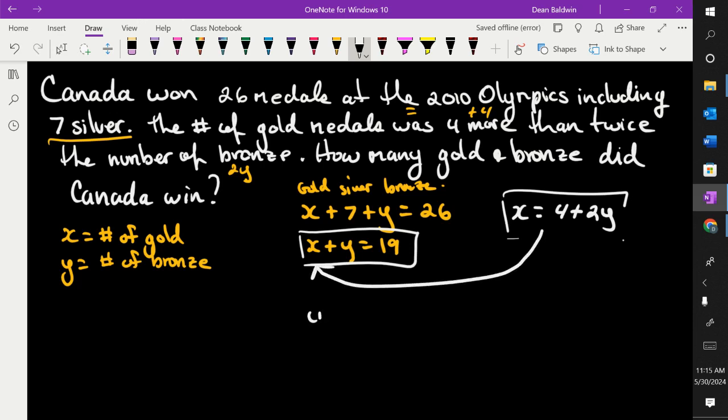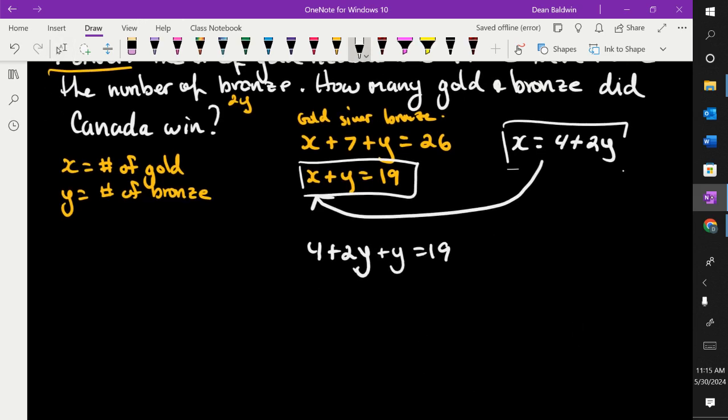And I get 4 plus 2Y plus Y is equal to 19. What's 2Y plus Y? 3Y. How do I solve for Y? Don't divide it yet. You gotta get it by itself, so you're gonna subtract 4 from each side.